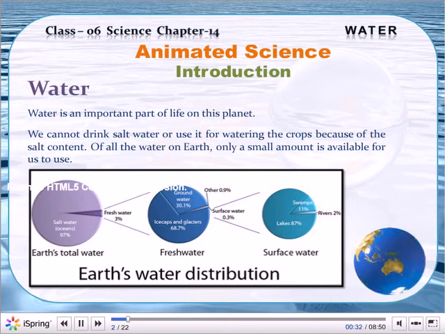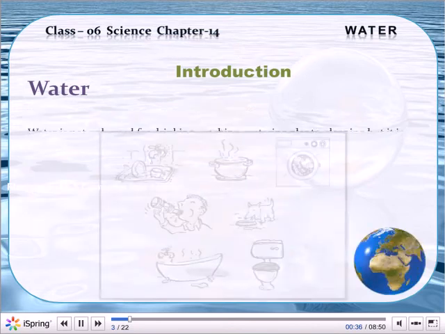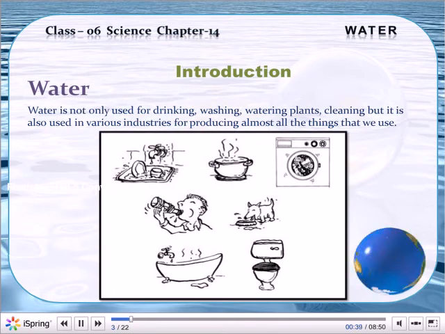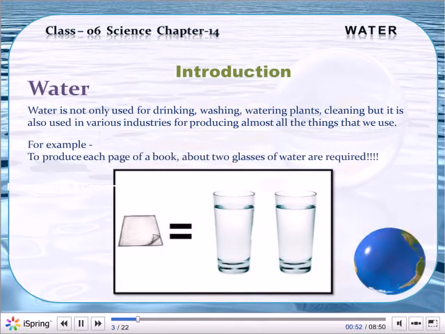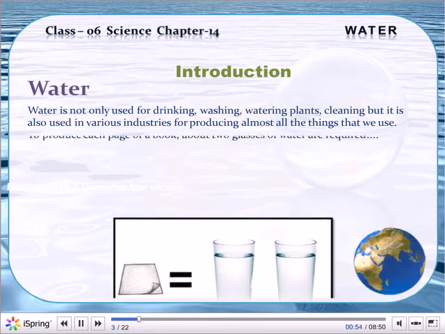Of all the water on Earth, only a small amount is available for us to use. Water is not only used for drinking, washing, watering plants, cleaning, but it is also used in various industries for producing almost all the things that we use. For example, to produce each page of a book, about 2 glasses of water is required.